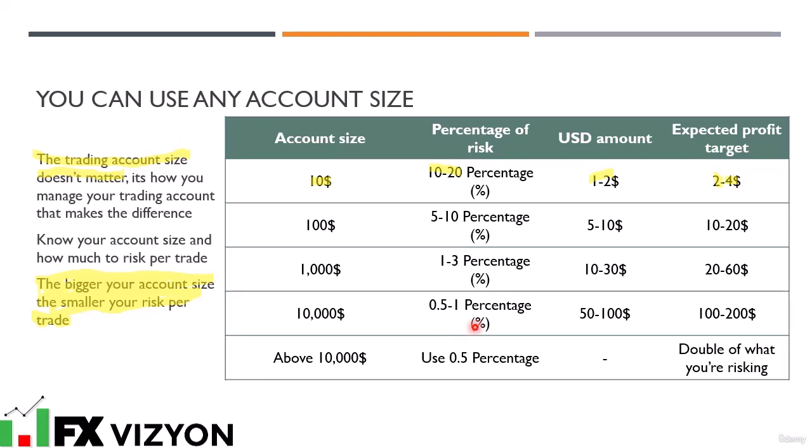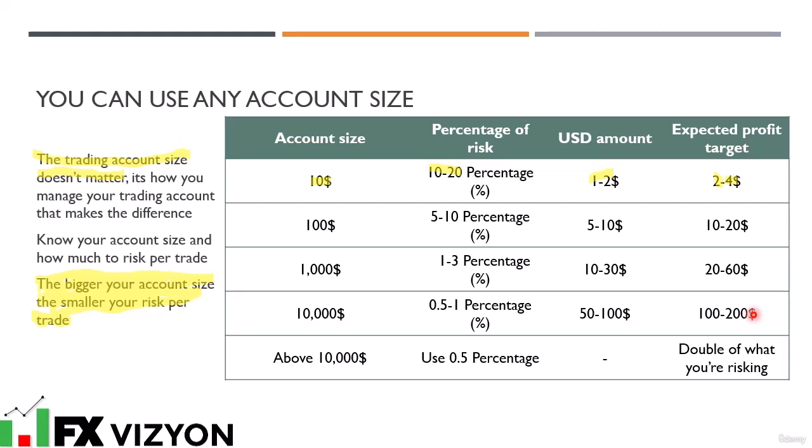If you're risking 0.5% of a $10,000 account, you're risking basically $50 to make $100. And if you're risking 1%, you're risking $100 to make $200, right? Now I'll tell you the reason why we are risking a lesser percent per account, and why you're taking lower risk when your account is bigger.